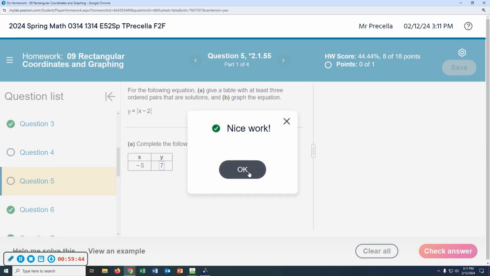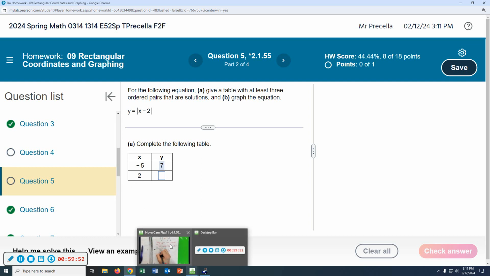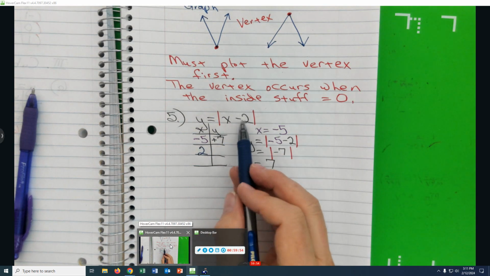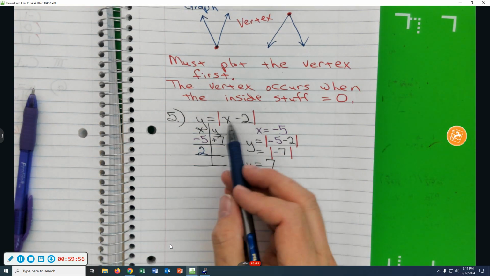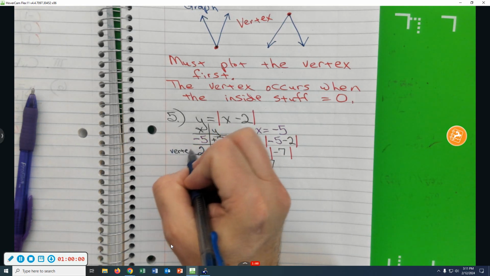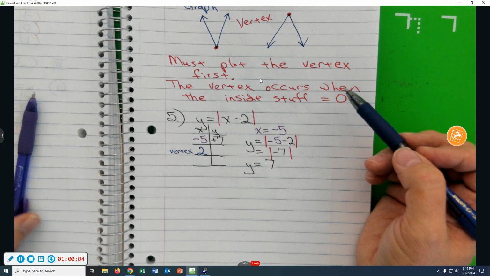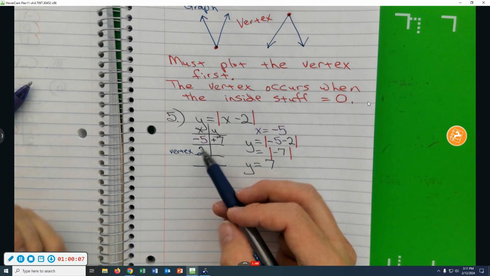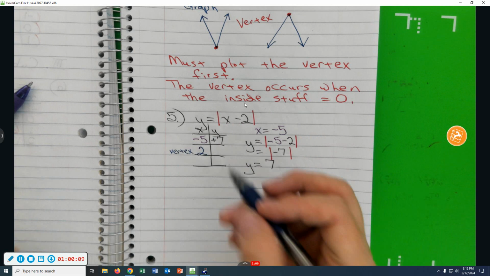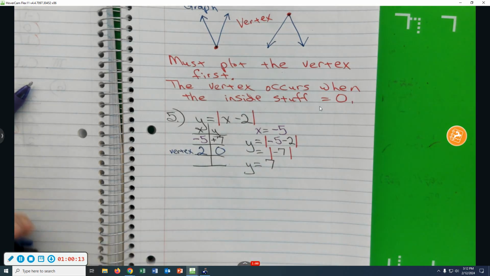And then it'll give you the next number. The vertex. Okay, you see 2. 2 minus 2 is 0. That step inside there is 0. So let's make a note. This is where the vertex is going to occur because they're going to make you plot that vertex first when you're using the graphing tool. So plug in 2. Well, that's easy. What's the y value going to be? 0. The absolute value of 0 is 0.